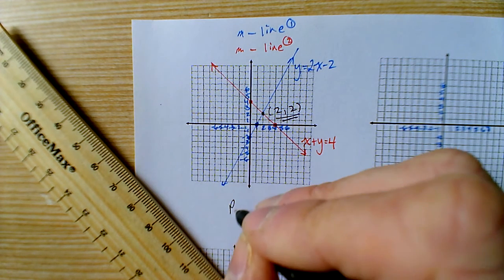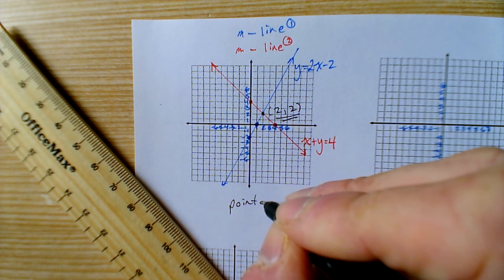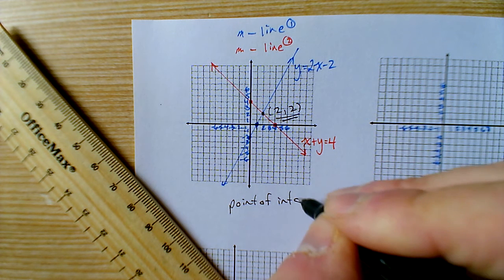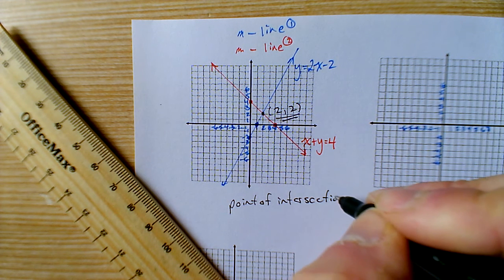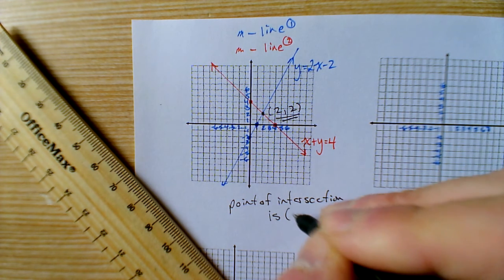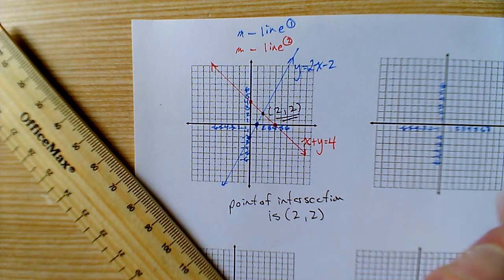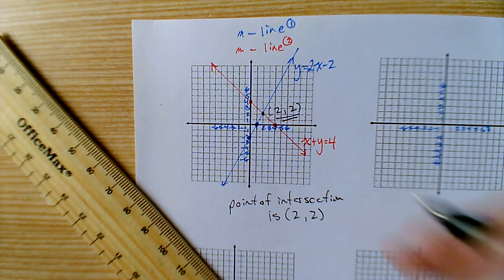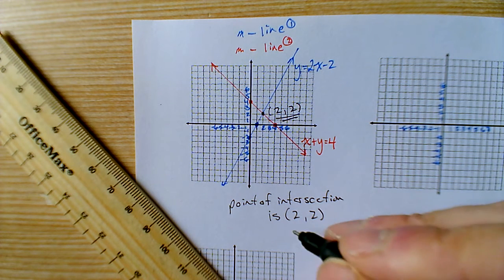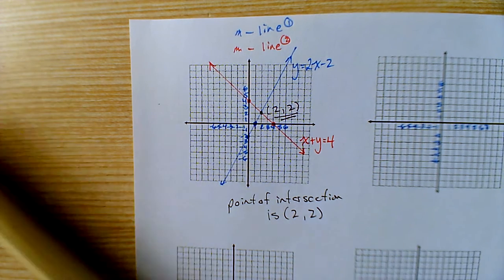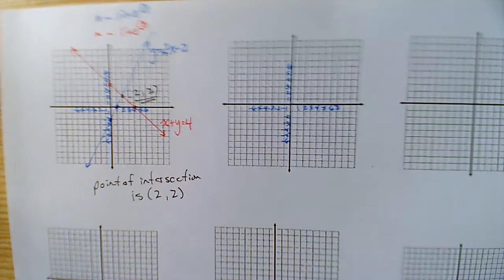So the point of intersection (2, 2), and that is our answer. So that's our solution. It's also the solution. X equals 2, y equals 2. So there's our solution. Let's try a second one.